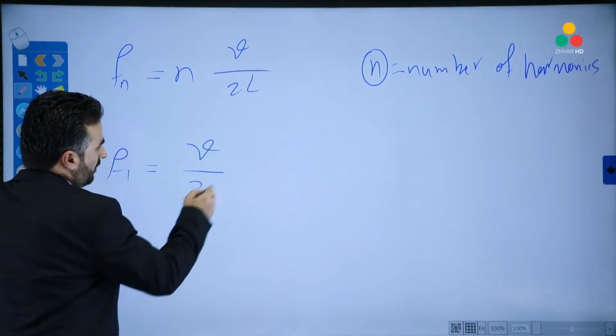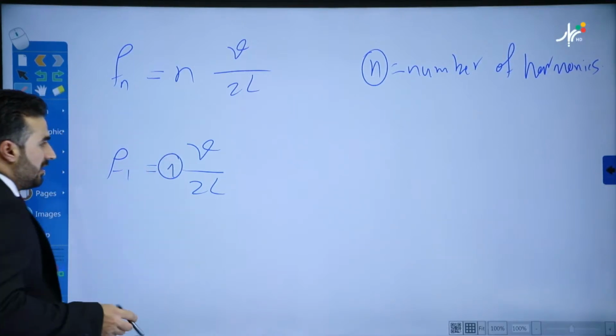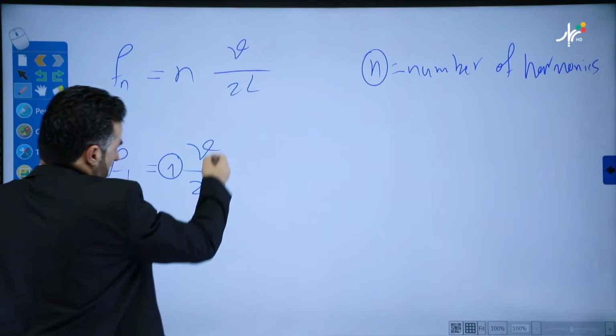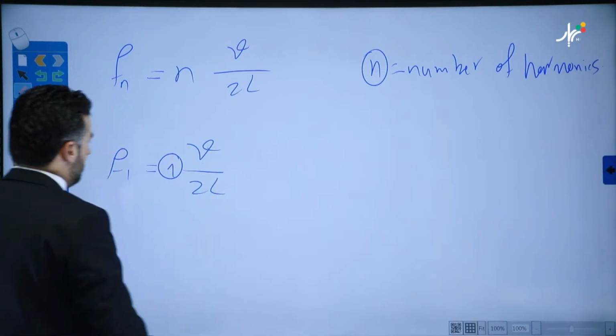Equal to v over what? Over 2L. And of course, we can add 1 here if that is the fundamental, you can say. But 1 times this equals the same thing. So speed of the wave divided by 2L here.